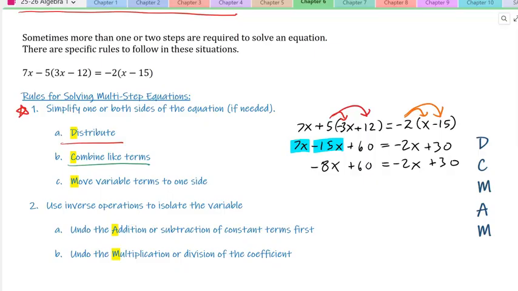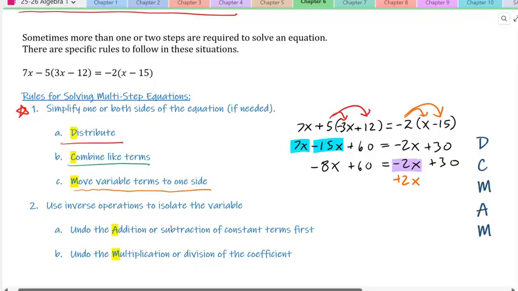Now, the next step is to move variable terms to one side. So I'm going to move anything that's got an x. It could be a different variable in a different equation, but in this case, there's an x. So I need to move this negative 2x. I need to get it over to the left-hand side of the equal sign. In order to do that, since this is a negative 2x, I have to add 2x.